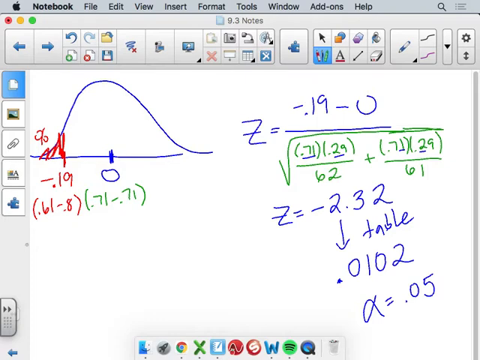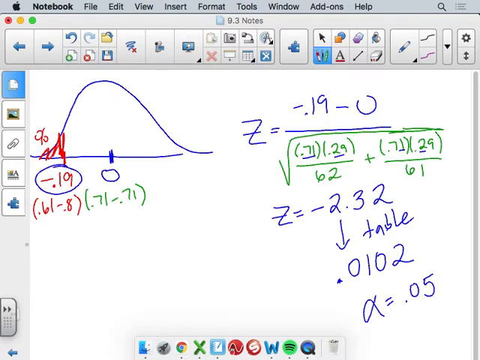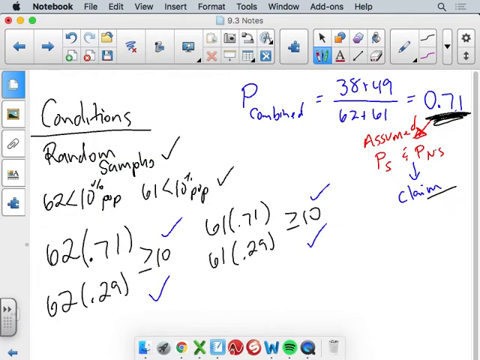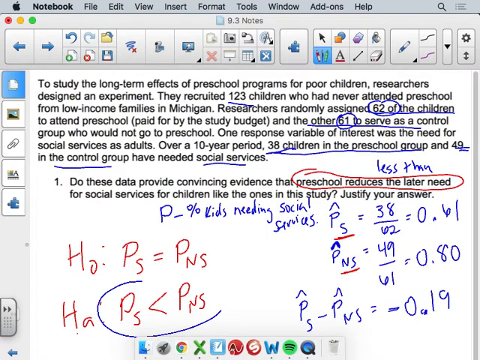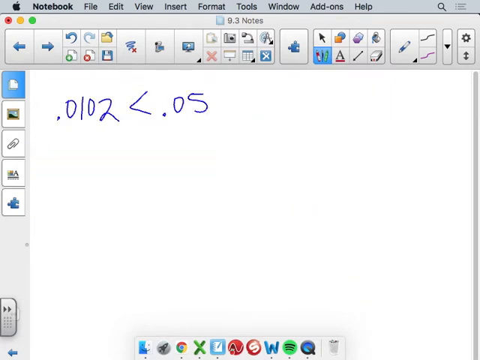Then let's make our claim. Maybe I do need to go to another page just to have enough room to write it up top. So 0.0102 is less than 0.05. That means I was too far gone. Like in this picture, this value was unlikely to happen by chance. So I have convincing evidence that preschool reduces the later need for social services for children. Then you just write that.